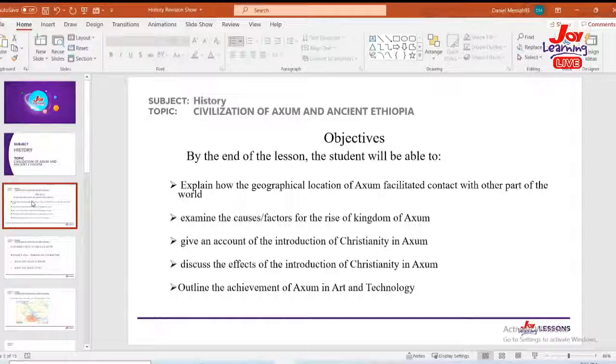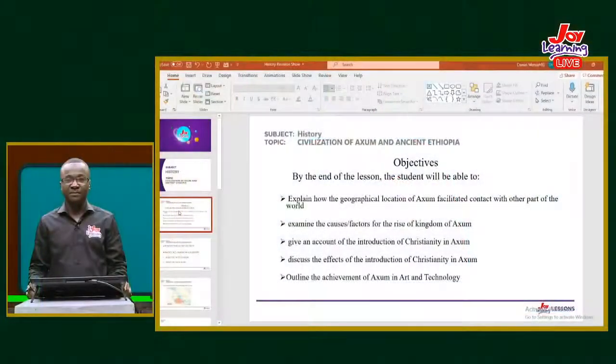The causes and the factors for the rise of the kingdom of Axum. And by that, we'll be looking at things that helped Axum to develop as one of the ancient kingdoms and for it to be one of the earliest civilizations in Africa.